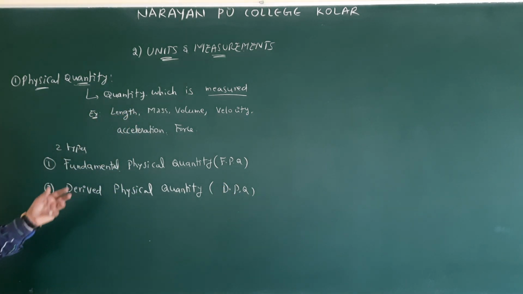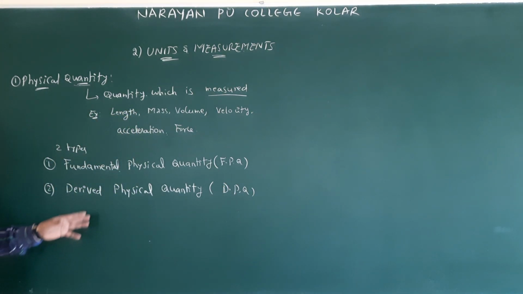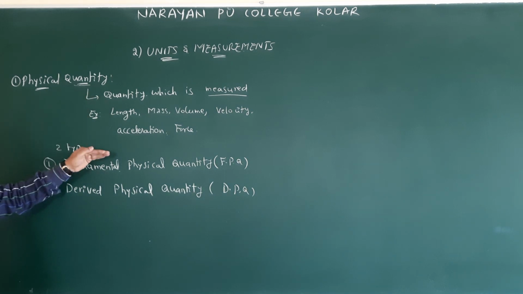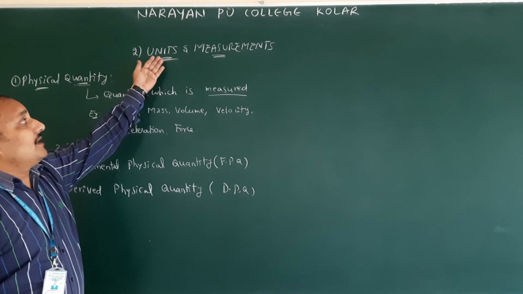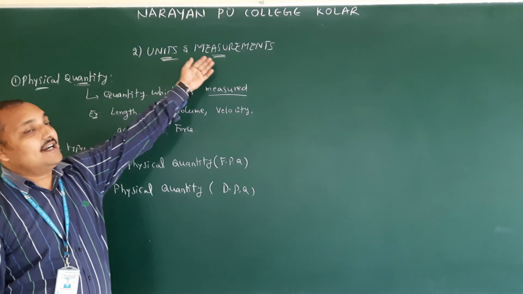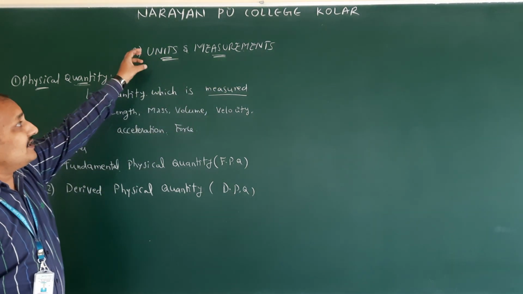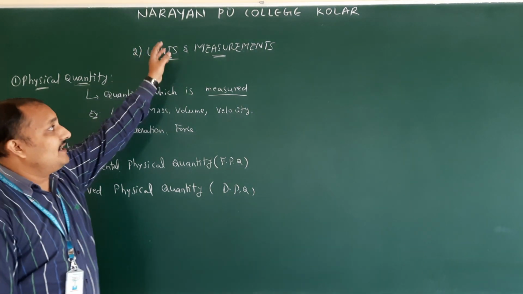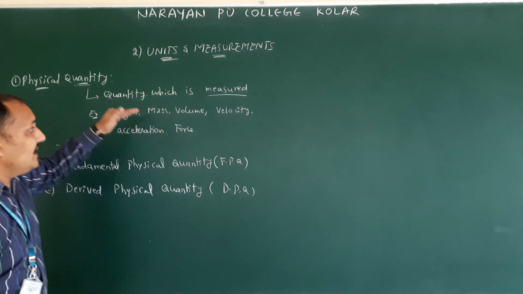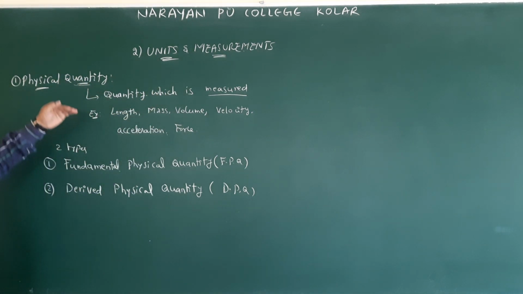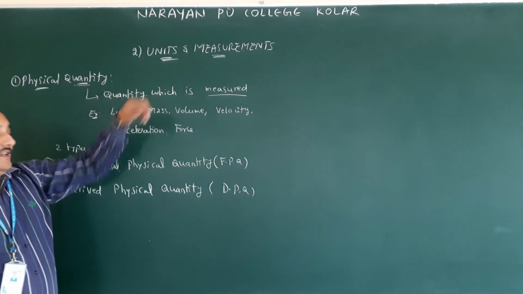So, fundamental physical quantity, derived physical quantity. How many types of physical quantities are there? Two types of physical quantities are there. This is just an introduction for the lesson, because we want units and measurements. First we are going to discuss unit. We will have units which are used for measurement, meaning physical quantities. Therefore, this is the origin for this lesson.